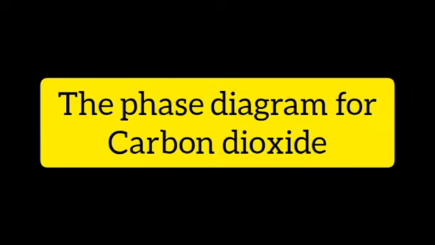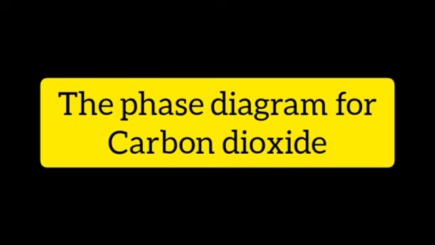The phase diagram for carbon dioxide. The phase diagram for carbon dioxide is shown in the figure. The solid-liquid line slopes slightly to the right. Note that liquid CO2 is not stable at pressures below 5 atm. For this reason, it is dry ice under ordinary atmospheric pressure.